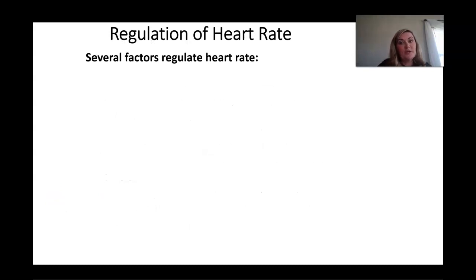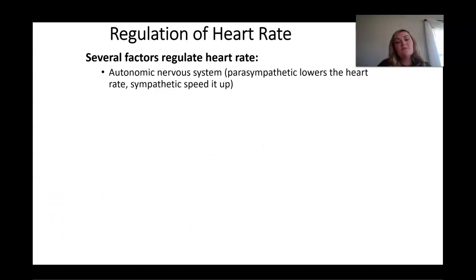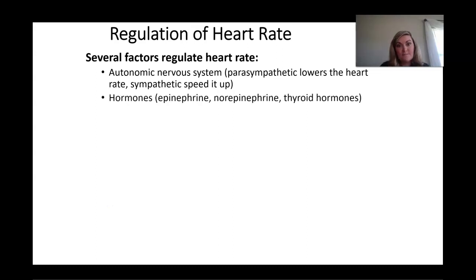Several factors are going to help you regulate your heart rate. You have what's called the autonomic nervous system. That's going to work with your parasympathetic nervous system, the one that controls just your daily functions, like sitting around watching TV, eating dinner, doing your daily activities. That's going to be able to lower the heart rate. The sympathetic nervous system is the one that kicks into gear when you're under stress or in a fight or flight response. That is going to speed up the heart rate.